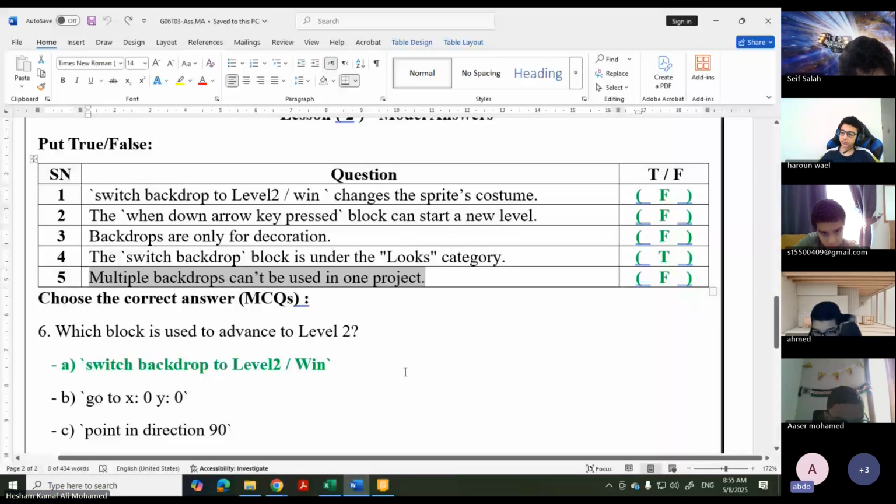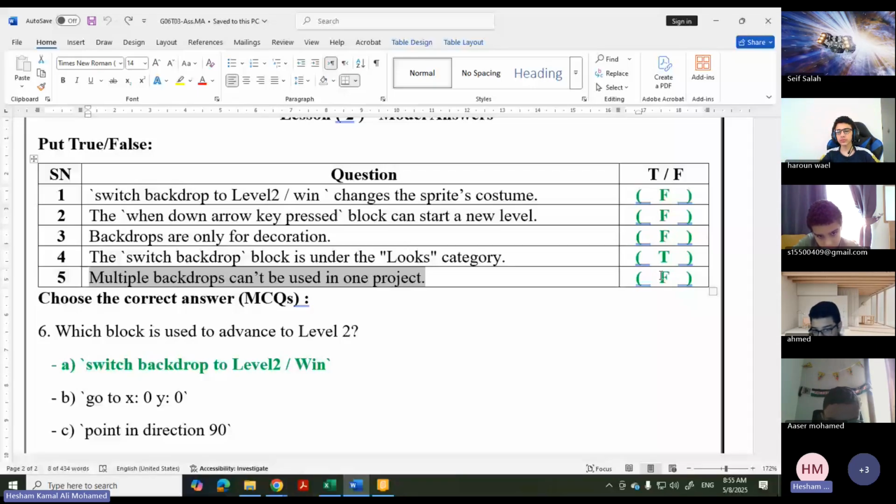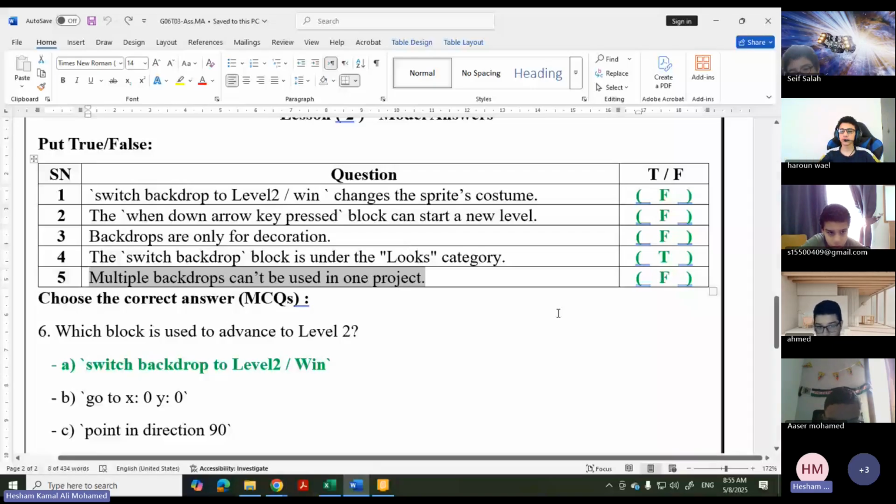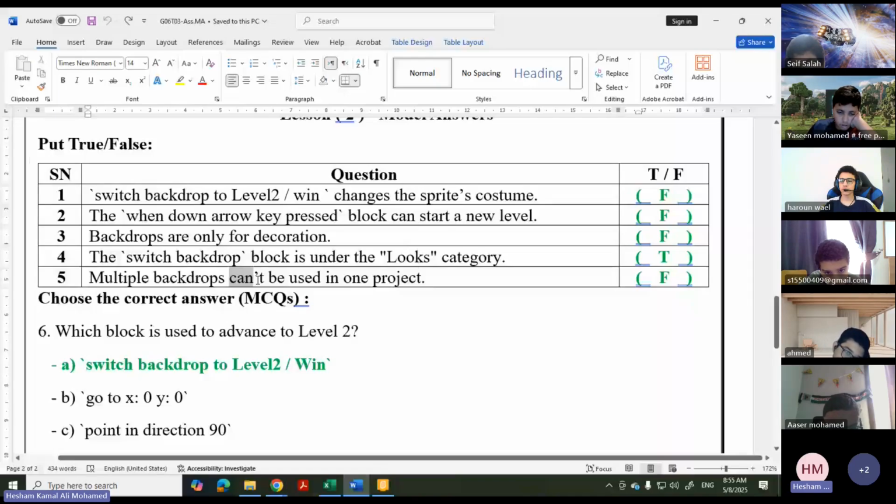Multiple backdrops can't be used in one project. False. The answer is false. Why? Because we can use more than one backdrop. One backdrop is a background. We can use more than one backdrop. In our case, we use the backdrops for different levels. For each level, we use a different backdrop. So here there is a mismatch again, because the first part, using multiple backdrops, contradicts saying you cannot use it, because we can use it. If they don't match, that means the answer would be false again.